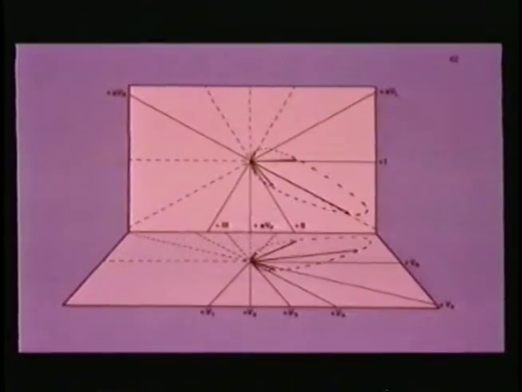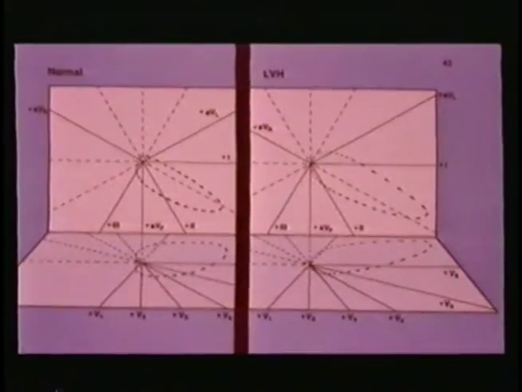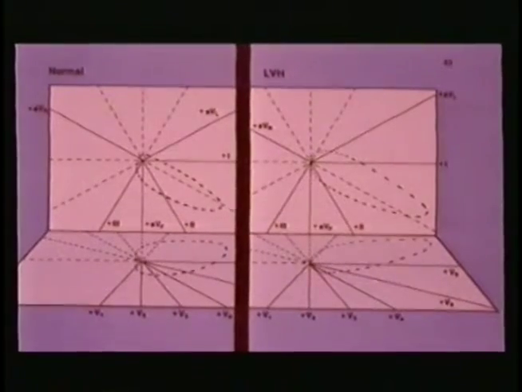42. The entire sequence of ventricular activation in left ventricular hypertrophy has this appearance in the frontal and horizontal planes. 43. In this comparison of the normal ventricular activation sequence and the sequence described for left ventricular hypertrophy, the preponderance of leftward and posterior electrical forces is clearly apparent.